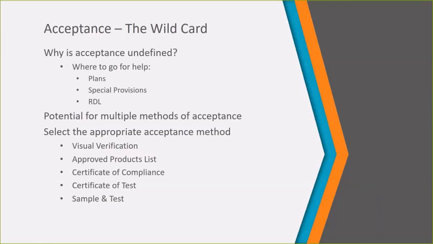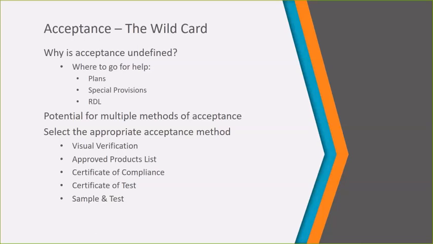So how do you know how acceptance is defined? You can go look at your plan, you can look at your specials, or you can look at that required documents list, because those are the items that are always going to define for you what acceptance methodology is going to be for your particular material. So if, for example, we were back to our example of fiber connector, your required documents list is going to identify for you what the acceptance methodology is.